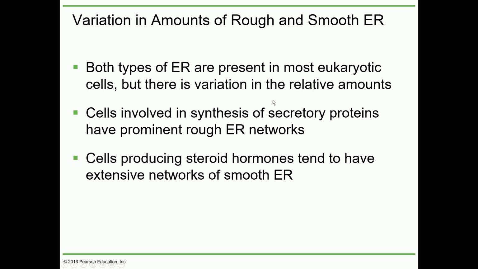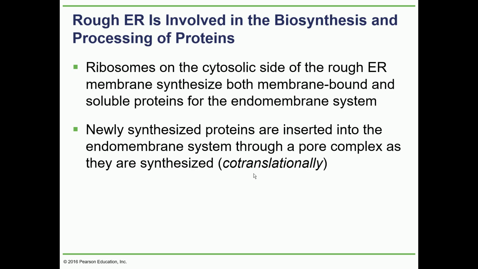The cells which are involved in the synthesis of secretory proteins have a lot of rough ER in them, and the cells which are involved in the production of steroid hormones, because steroid hormones are lipids, have a lot of smooth ER in them. Rough ER has ribosomes on it, and you know that ribosomes are protein factories. That is why rough ER is involved in the production of proteins. The ribosomes on the cytoplasmic side of the rough ER synthesize both membrane-bound and soluble proteins for the endoplasmic reticulum.